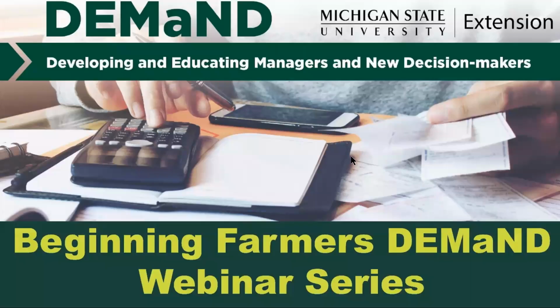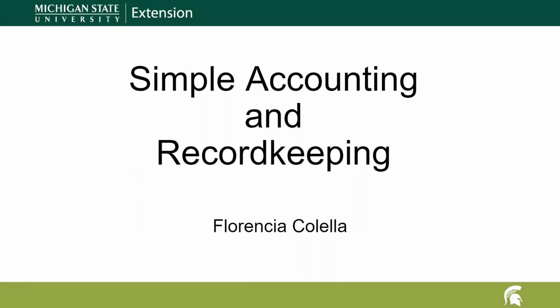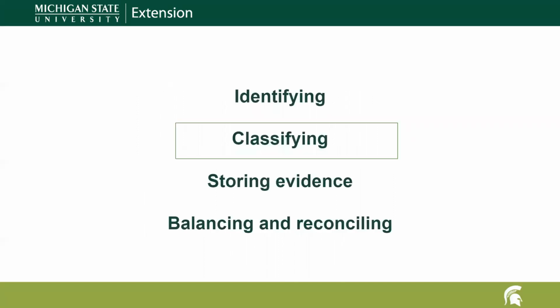Today, we are reviewing the basics of accounting and record keeping. So the second step in the record keeping workflow is classifying transactions. Let's discuss a bit more the chart of accounts and the categories comprised in it.